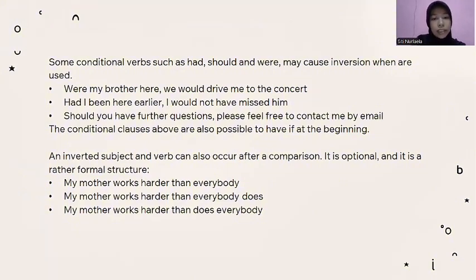Some conditional verbs such as had, should, and were might cause inversion when they are used. Were my brother here, he would drive me to the concert. Had I been here earlier, I would not have missed him.